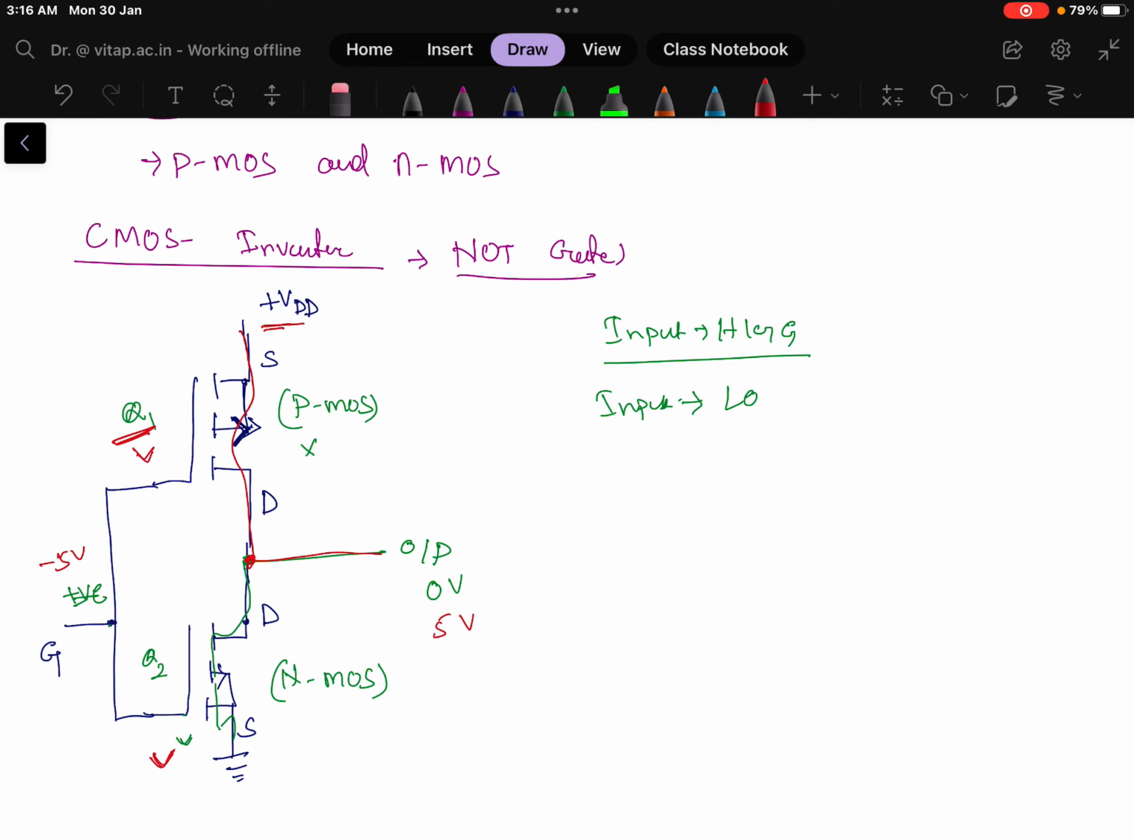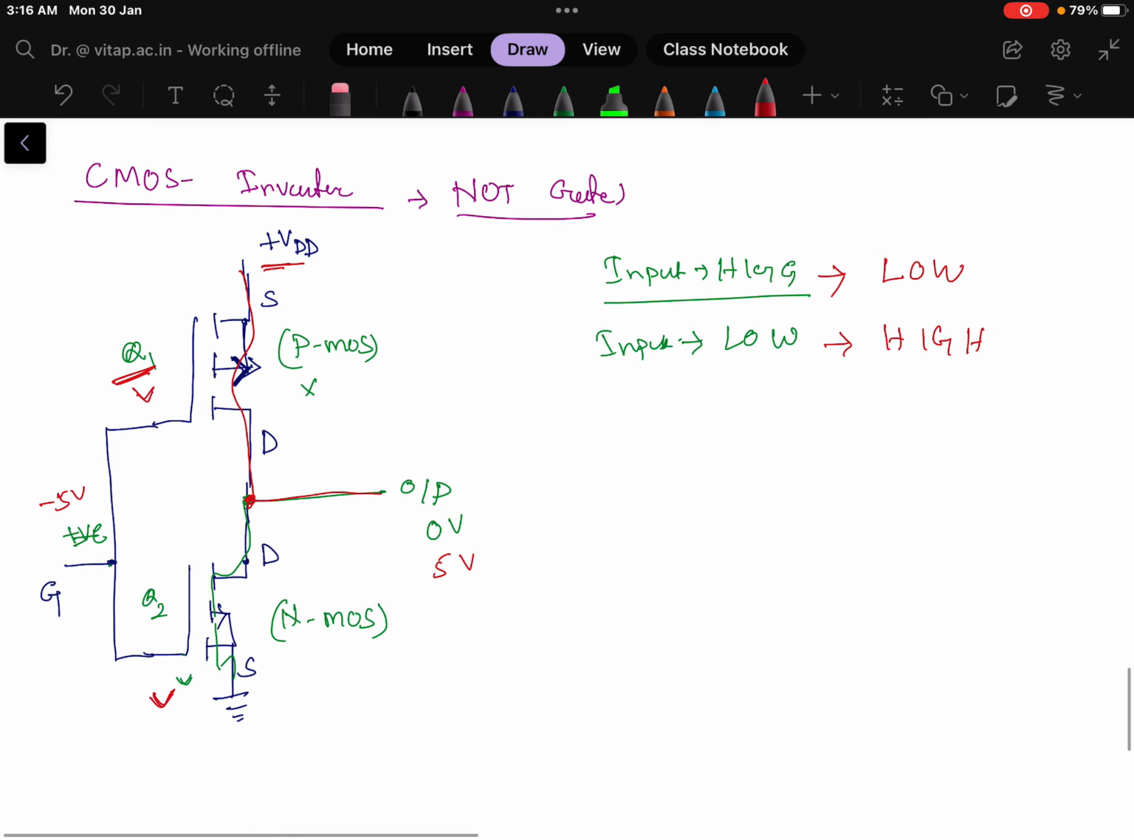So when the input is high, the output is 0 volt or low. If the input is low, the output is high or plus 5 volt. So this is behaving as a CMOS inverter. That is a simple one. In the next video, we will see some complex gates, AND gate and NAND gate, using CMOS. That will also be easy.